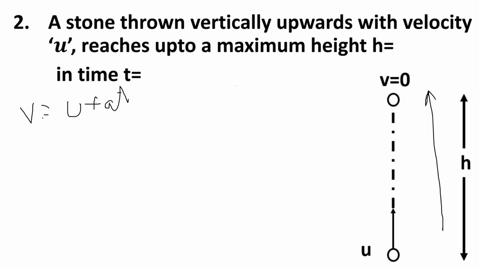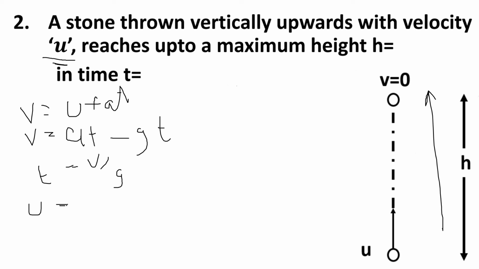The initial velocity, let it be u, because the ball is thrown with velocity u, so it will be v = u - gt. So here t will be u by g. Now u is positive and the final velocity is 0. A is -g, and s will be positive h.